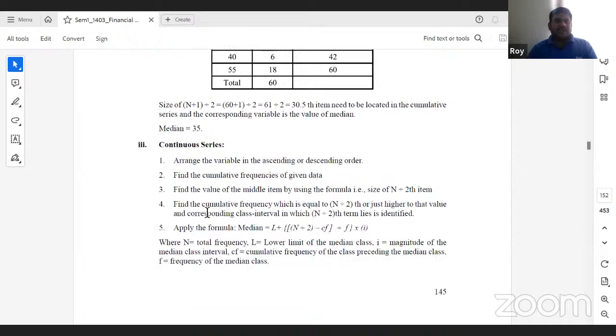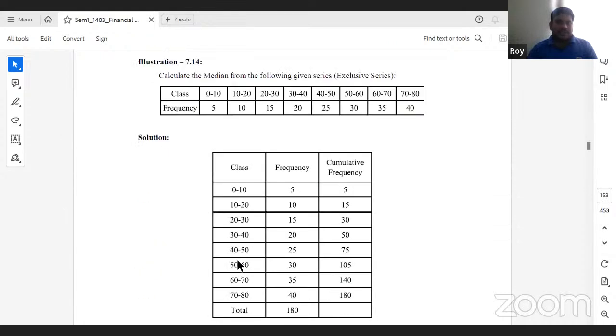Take the just higher value to that value, and the corresponding class interval in which the n divided by 2 term lies is the median class. Apply the formula L plus... L is the lower limit of the median class. These values are important. i is the magnitude of the median class interval. CF is the cumulative frequency of the class preceding the median class. Now, let's see the example, then you will understand that.